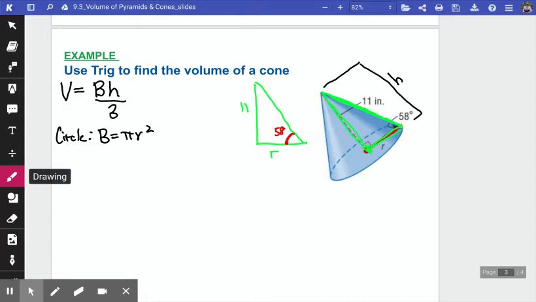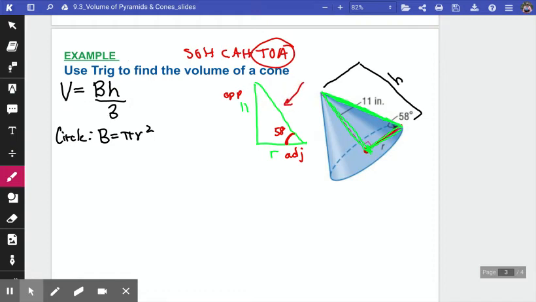So if I want to find r, I have the opposite, which is 11. I have the adjacent. So again, this lesson is not on trig. It's using trig to find missing pieces. So if I have the opposite and the adjacent, I have to decide what trig function I'm going to use. In this case, it's going to be tangent. But just be careful. Sometimes you might be given the hypotenuse length. So be aware of what you have and make the decision of what trig function to use.